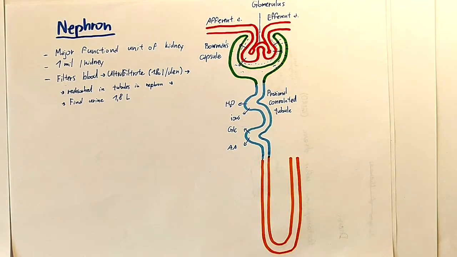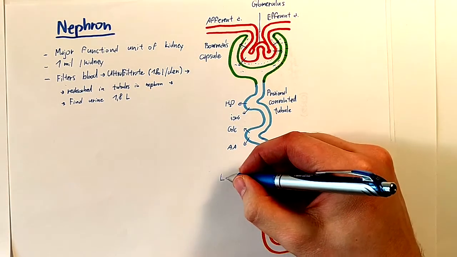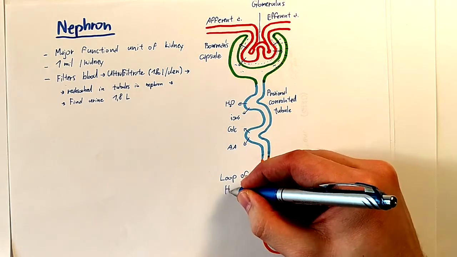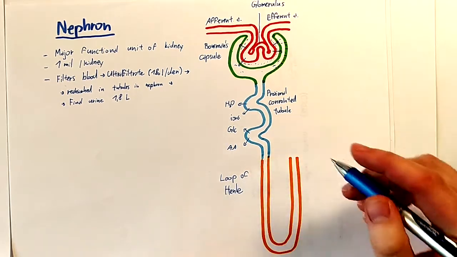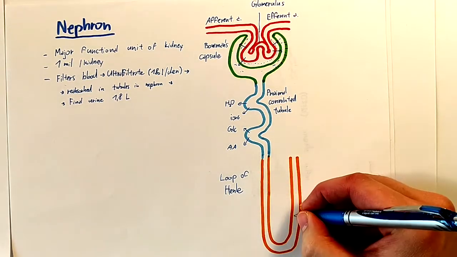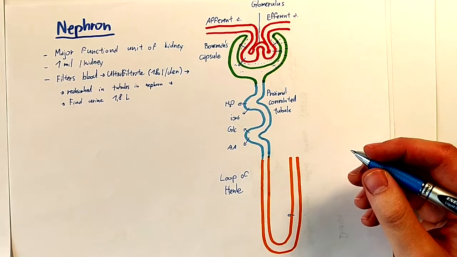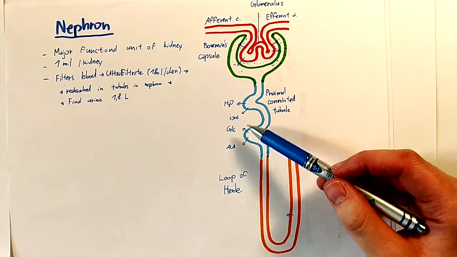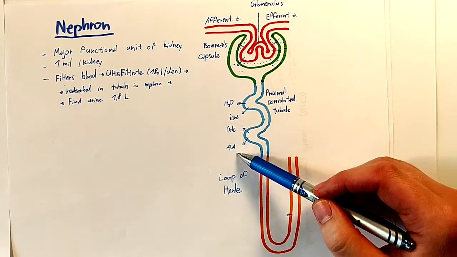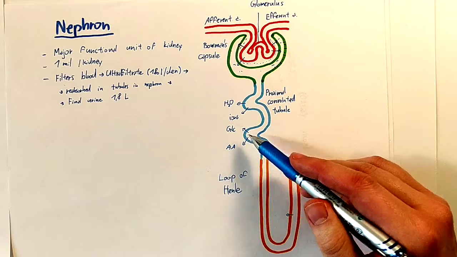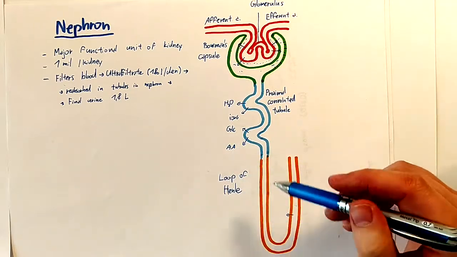So loop of Henle. Okay, and so what it does, again, it just reabsorbs some ions and water, but it does not absorb any of the glucose and amino acids. All of the glucose and all of the amino acids get reabsorbed in the proximal convoluted tubule, and none of these substances should reach the loop of Henle.